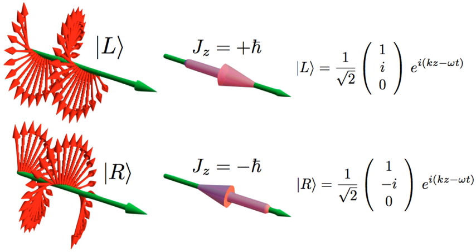The above figure shows the instantaneous structure of the electric field of left (L) and right (R) circularly polarized light in space. The green arrows indicate the propagation direction. The mathematical expressions reported under the figures give the three electric field components of a circularly polarized plane wave propagating in the Z direction in complex notation.